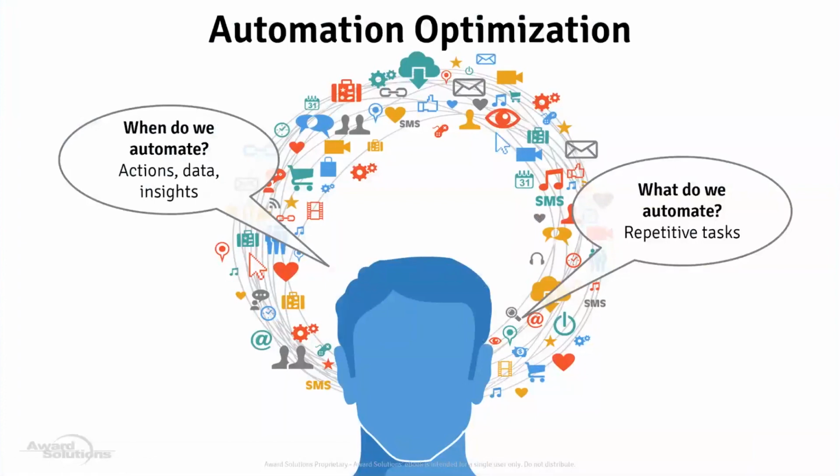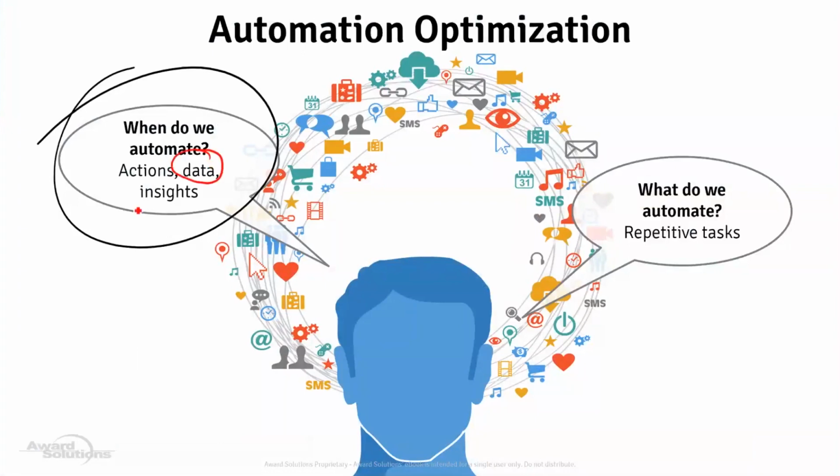So what do we need to automate? Well, we need to understand what actions need to be taken. We need to understand the data that's needed for that action, and we need to have the appropriate insight to make that happen. And probably the two bigger pieces of this is we need to have the data, and we need to have the ability to turn that into some type of an insight so that we can use that. That's when we're going to automate.